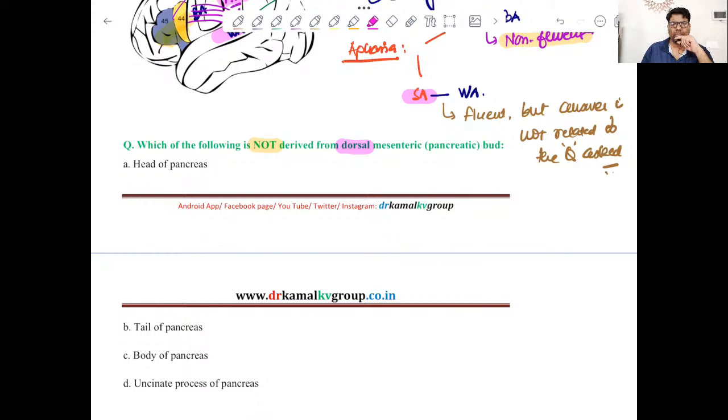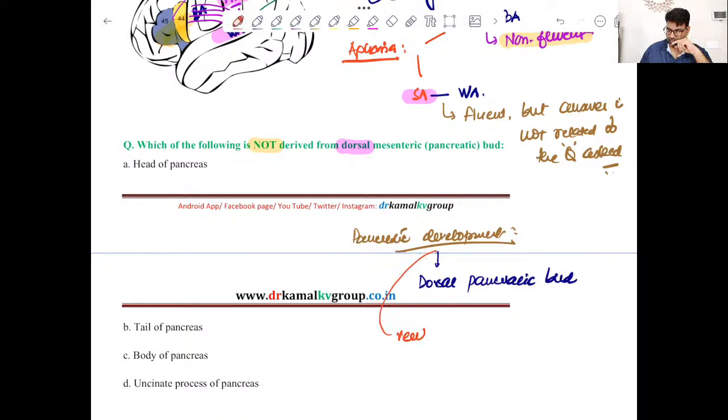Now moving forward to the next question, which is not a derivative of the dorsal mesenteric bud. Any idea? This is actually related to the development of the pancreas and pancreatic development. There are two parts. One is the dorsal pancreatic bud, and the second is the ventral pancreatic bud.